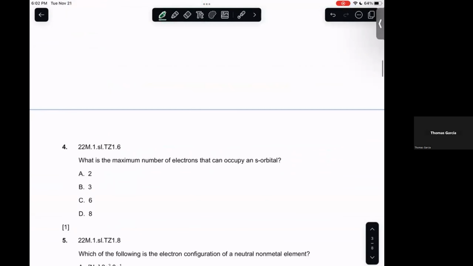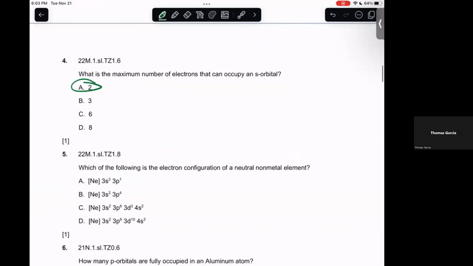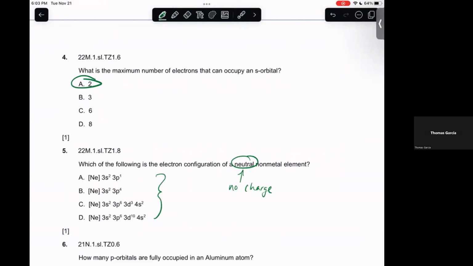Going on to number 4. What is the maximum number of electrons that can occupy an s orbital? We said earlier, any orbital can only hold 2. Which of the following is the electron configuration of a neutral nonmetal element? So neutral tells me that there is no charge, meaning that I'm not looking at anything with gained or lost electrons. I can take these and just assume that these refer to any given specific element, and I don't have to worry about these electron configs meaning a different element.